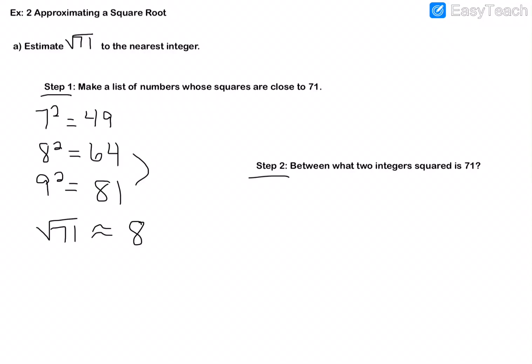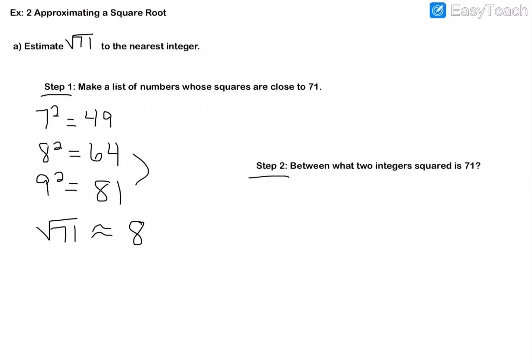If you were to put the square root of 71 in your calculator, you would get 8.4 something. You can go ahead and try that. I don't have my calculator right by me, but it would be around 8.4-ish, which is closer to 8 than 9. Okay, so that's it on approximating the square roots.